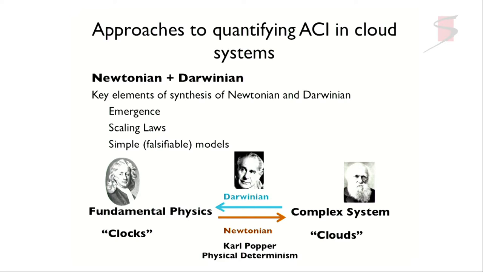And I'd also like to bring into the discussion Karl Popper's work from 1965, which discusses physical determinism. In Karl Popper's work, he talked about clocks on the one hand. These are very much the predictable, physically easy to determine their behavior type systems, and then on the other hand, the cloud system. He used that word cloud, the sort of fuzzy, nebulous type of system that is much harder to predict.